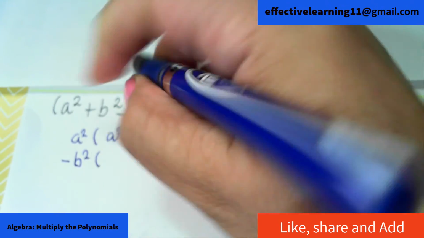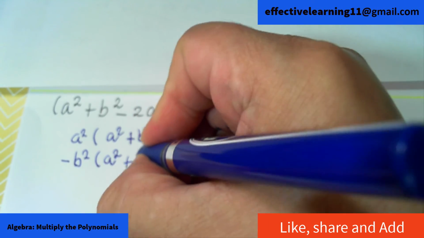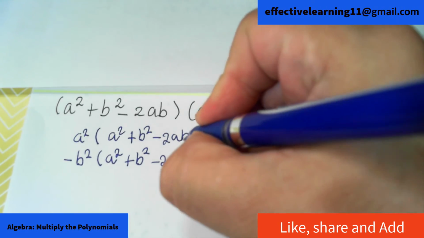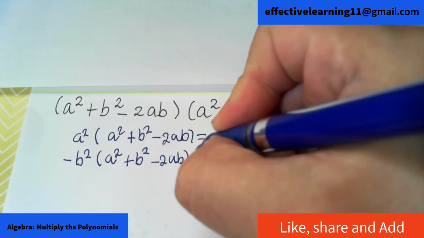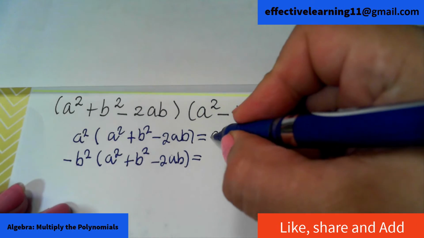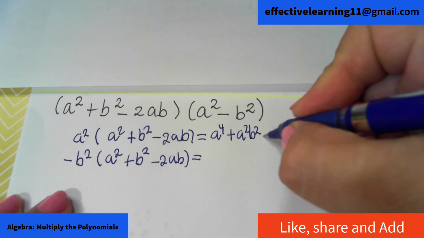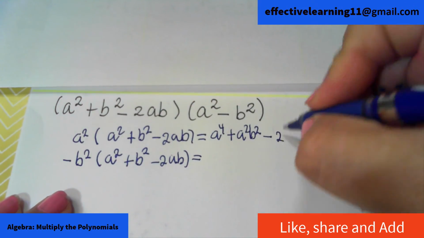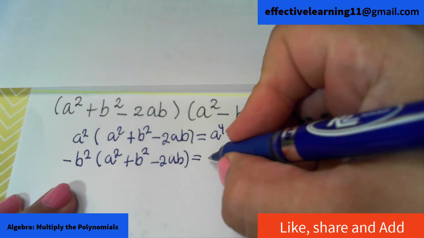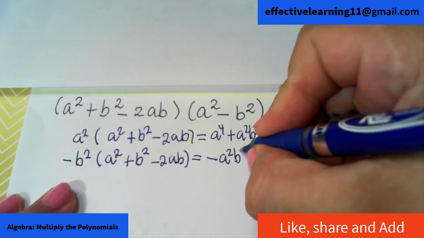So a squared, I'm going to copy all of this: a squared plus b squared minus 2ab, and we have to multiply. a squared times a squared is a fourth. a squared times b squared, a squared b squared. Minus 2 from here, a squared times ab is a cubed b. Next, minus a squared b squared.